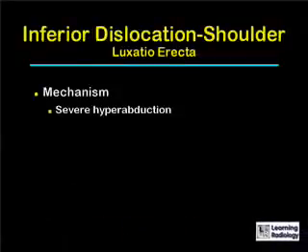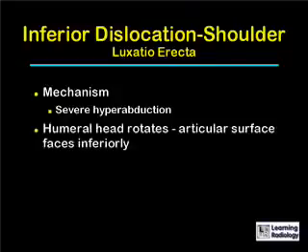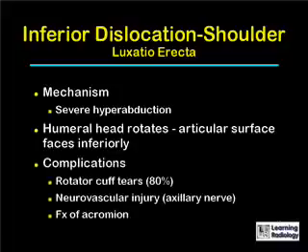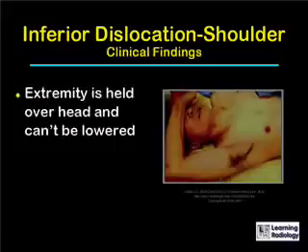A rare cause of dislocation of the shoulder is an inferior dislocation. The mechanism is severe hyperabduction. The humeral head rotates so that the articular surface faces inferiorly. There are complications associated with this type of dislocation, including tears to the rotator cuff, neurovascular injuries, including injuries to the axillary nerve, and fractures of the acromion.